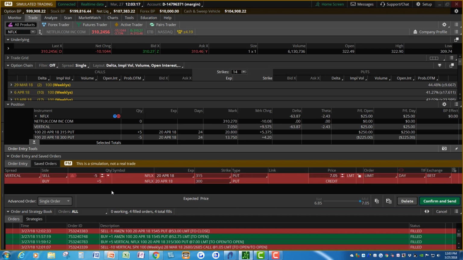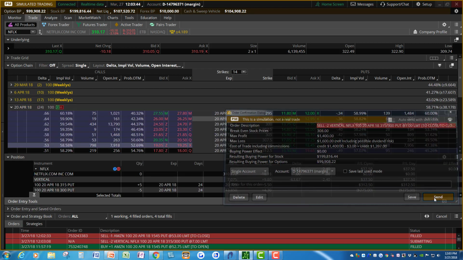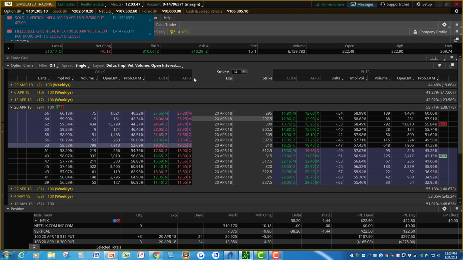So this is a put debit spread. I think it's going to run a little bit longer, so we're going to take some profit. We're going to sell 2 of them and keep 3 open. And again, we're going to sell between the natural and the mid. So we're going to move it back a little bit. Probably, it's moving against us some. Let's try $7. Confirm and send. Boom, we're out.